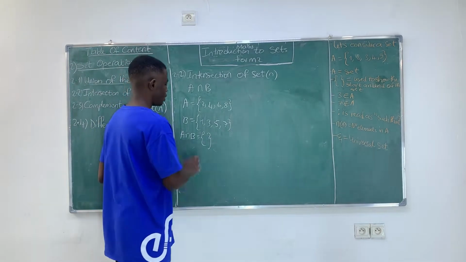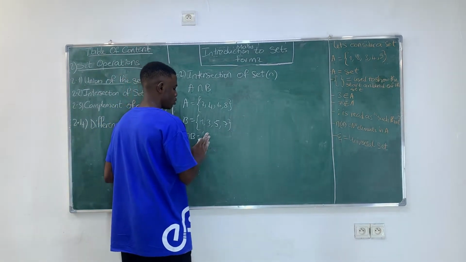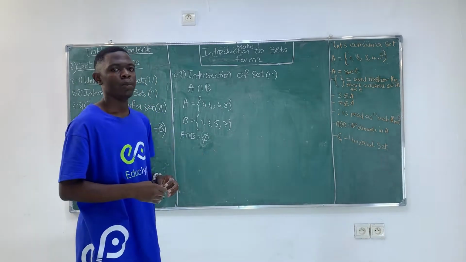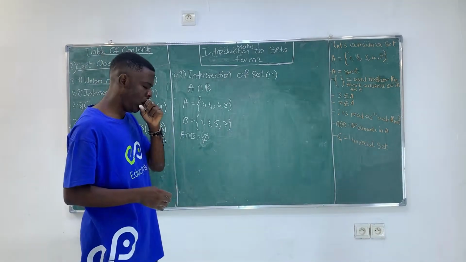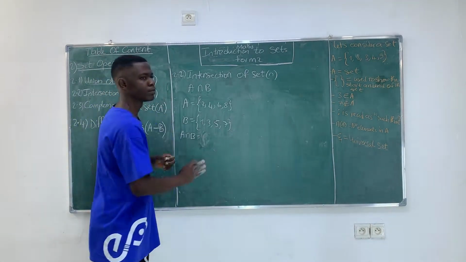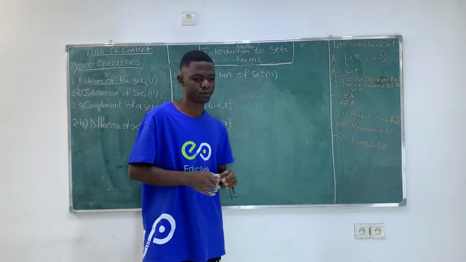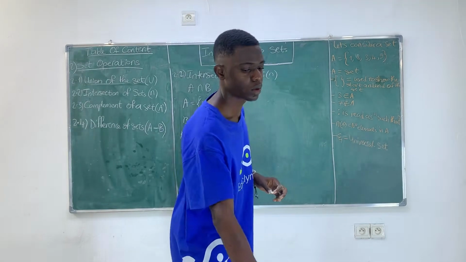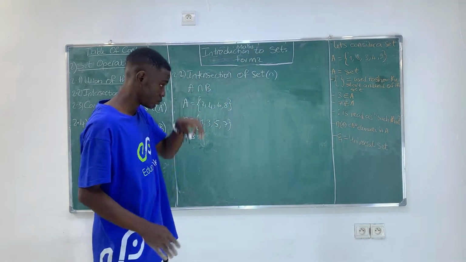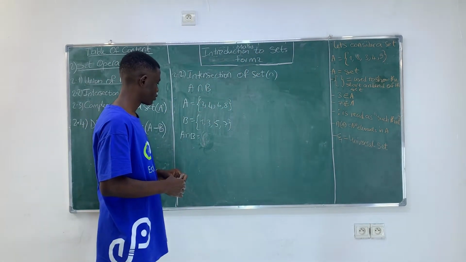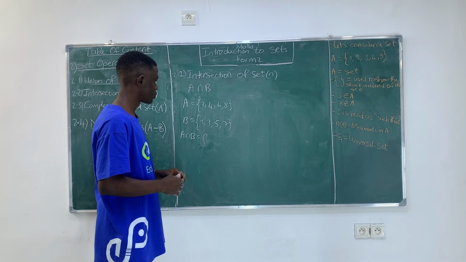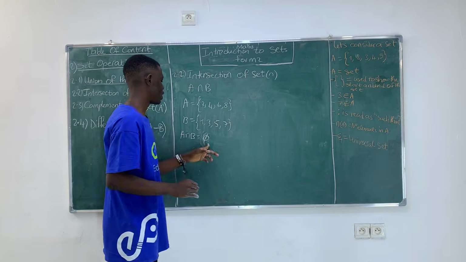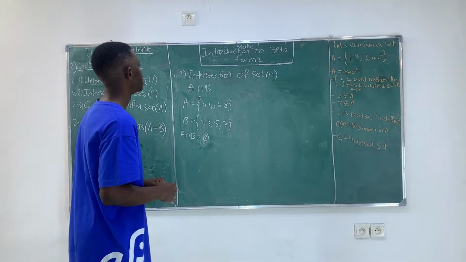We can answer like that, either like this or good in all set. Okay, that's what it's going to be. So A intersection B is in all set.